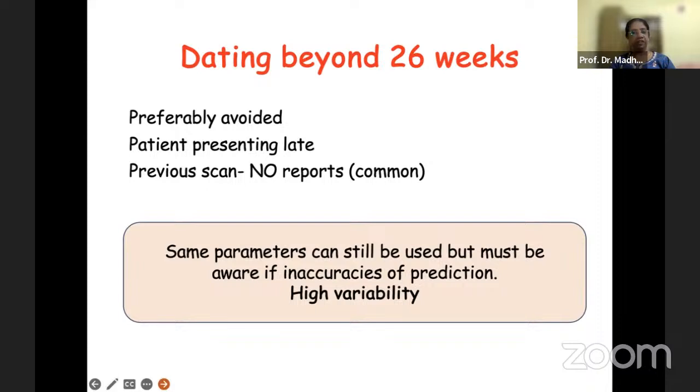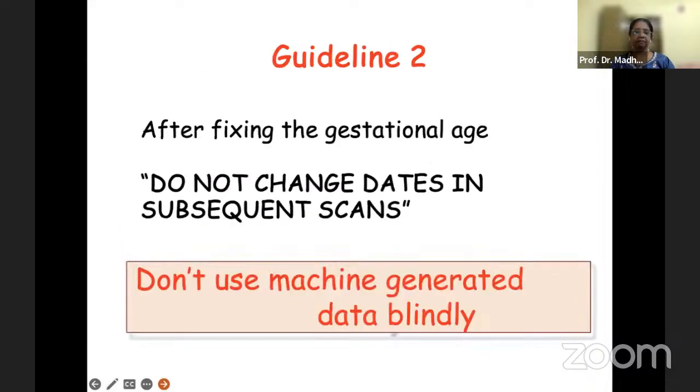You should not date beyond 26 weeks. It's preferably avoided. The patient presents late, and usually they come saying no reports. But there are some parameters that can still be used, but be aware of the inaccuracies of the prediction of the EDD, and there's high variability.